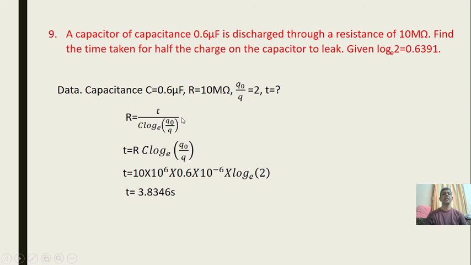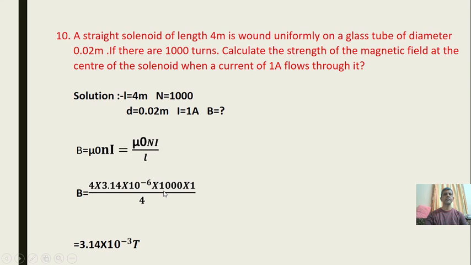High resistance by leakage is given by R is equal to T divided by C log Q0 by Q base 10. We have to calculate the time. Therefore, T is equal to RC log Q0 by Q base 10. We will substitute the values of R and C, that is 10 into 10 power 6, 0.6 into 10 power minus 6. We will get the time, T is equal to 3.8346 seconds.